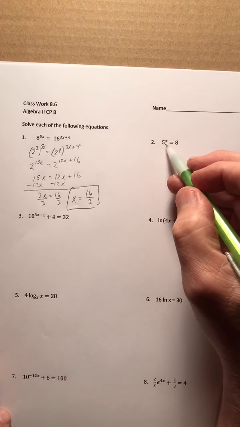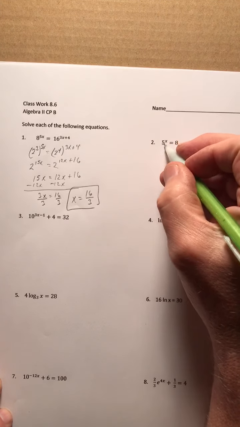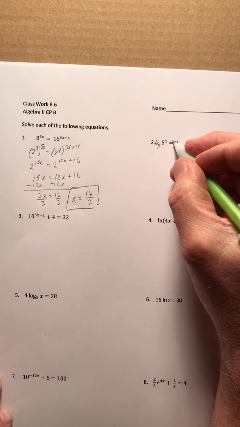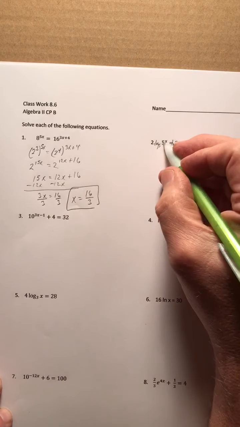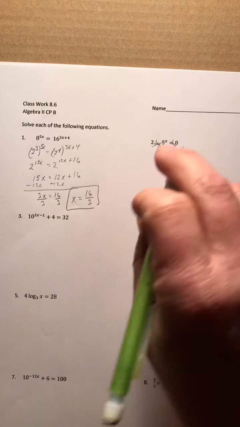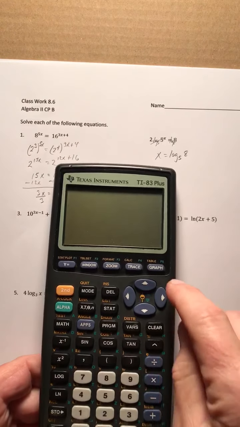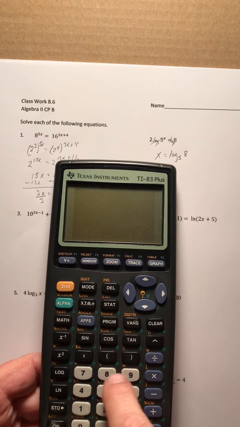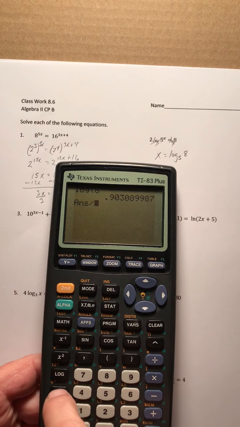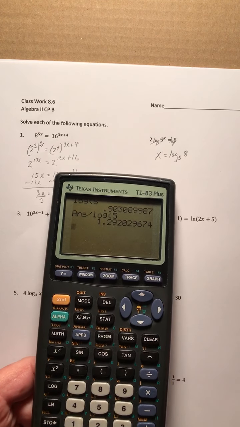All right, let's see, number 2. We got to get rid of this 5. So in order to get rid of the 5, we got to do log, because the x is in the exponent. So log base 5. And whatever we do to one side, we have to do the other side. So they cancel out, so we get x equals log base 5 of 8. And then I can throw that in the calculator using my change of base formula. All right, so we're going to do log 8, enter, divided, log 5, enter. So I got 1.292.